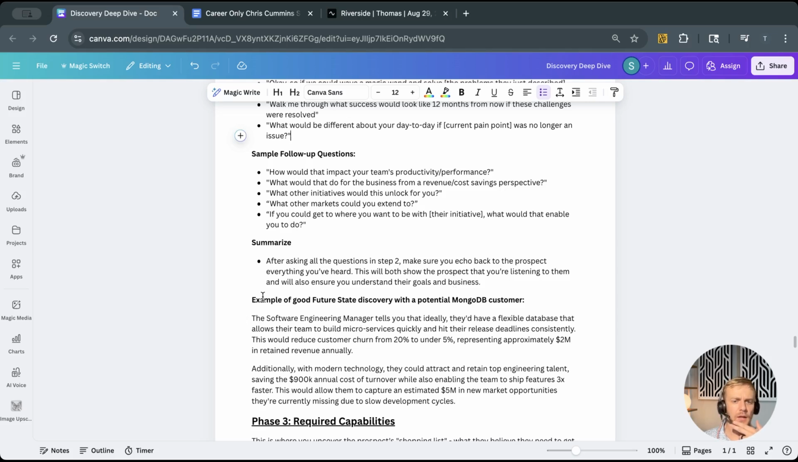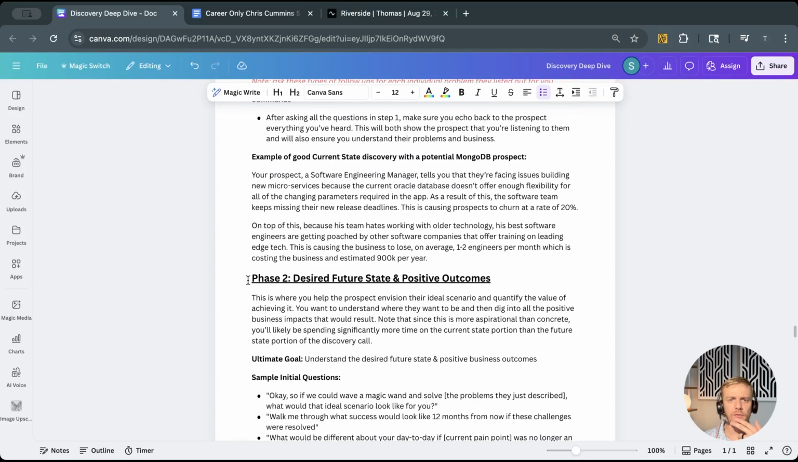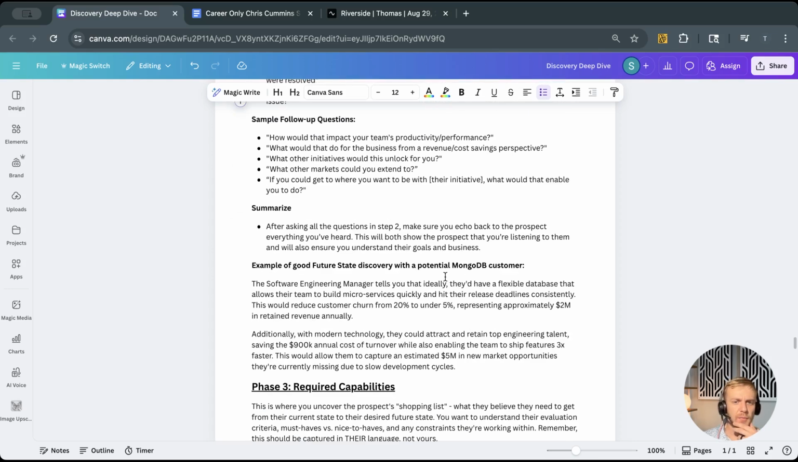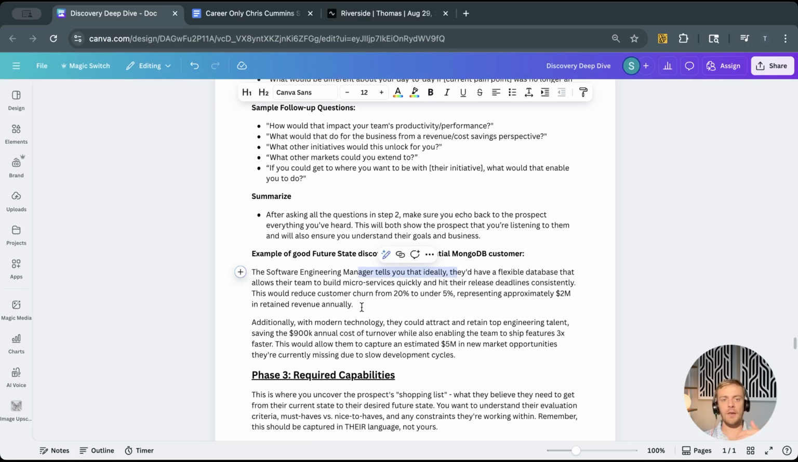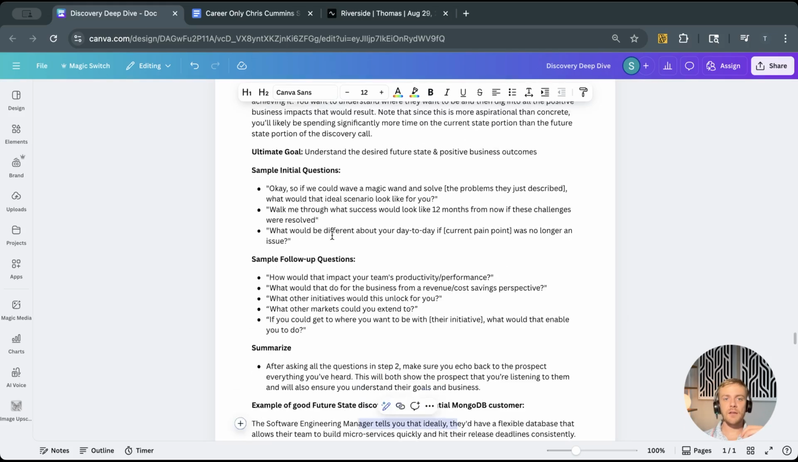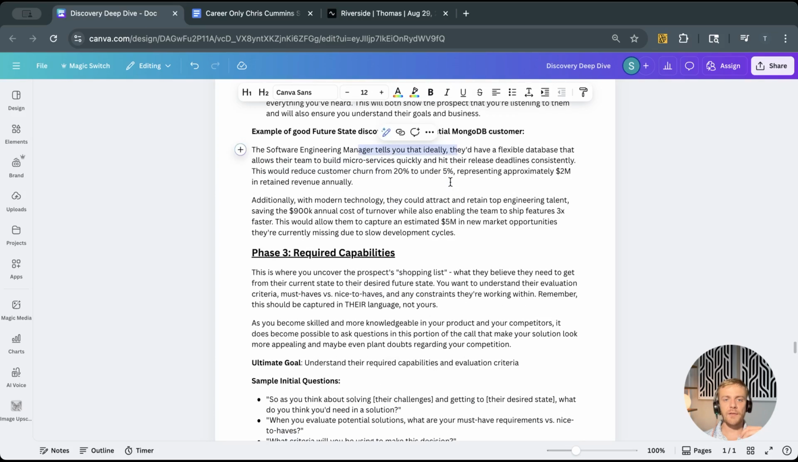So, understanding a good future state with the potential MongoDB customer, right? In the future state, they ideally have a flexible database that allows their team to build microservices quickly and hit their release deadlines, which would reduce customer churn from 20% to under 5%, which would actually result in $2 million in retained revenue annually, right? And then additionally, with modern technology, they could attract and retain top engineering talent, saving the $900,000 from above that they're losing in churn.